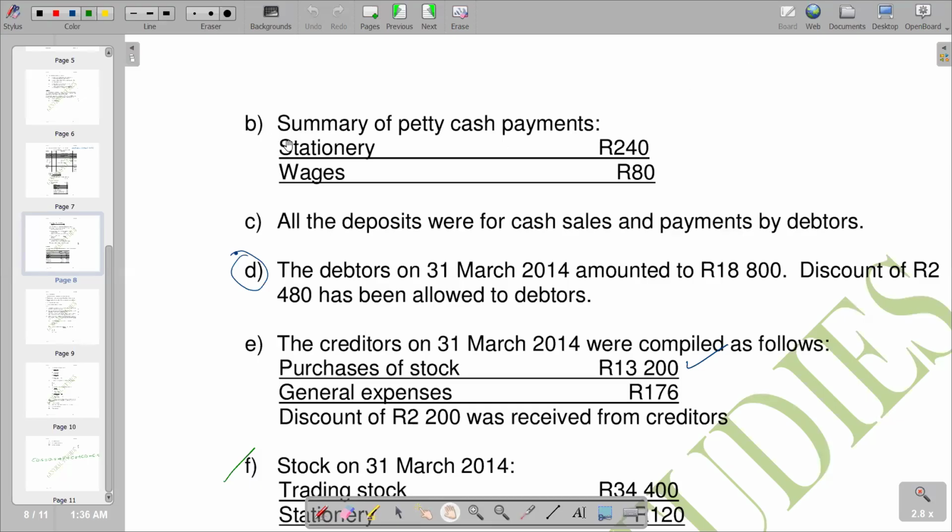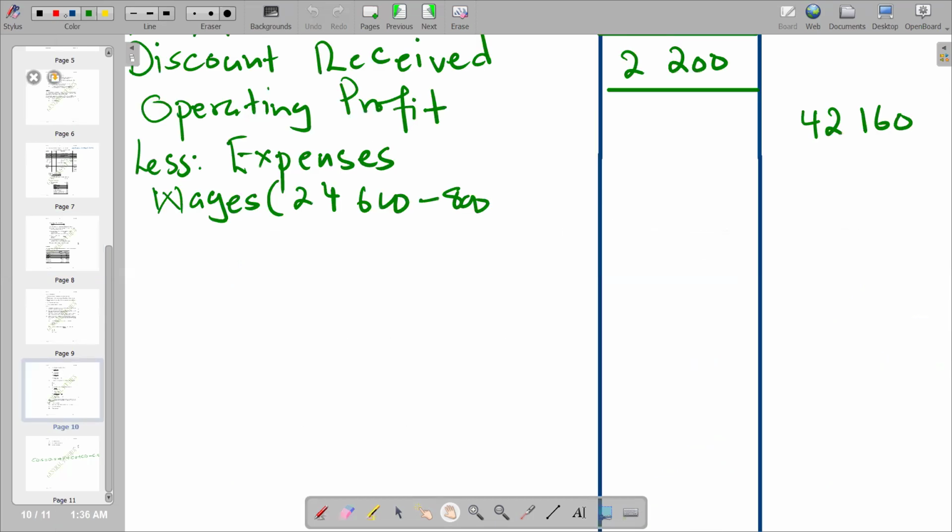So we have got item B, which is saying summary of petty cash payments. We have got wages of 8 rand. So we've got an additional payment that was made for wages for 8 rand, which was not included under the bank transaction. So we have to add it to the figure that we have for our wages. So if we calculate there, you see that the answer that we're supposed to get is 23,880.